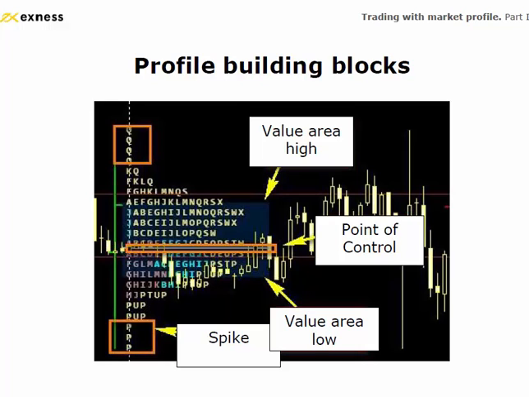And the last but not least is a spike. Spike is a single print area located at extreme points of the profile. And I haven't included here one more component which is very important. It may be called minor development area or a single print area. It is often located inside of the profile. Later on we will talk about how to use all those references in trading.